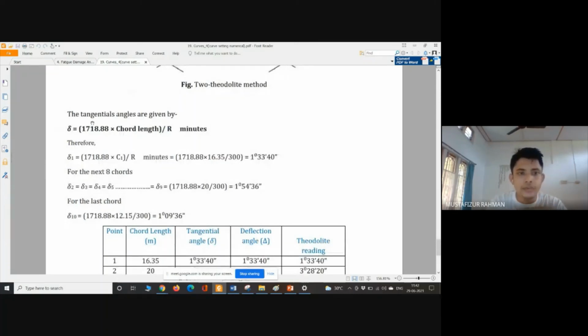Then we have the same formula for finding out tangential angle. Delta is 1719 into chord length divided by radius. The value will be in minutes. So we are finding for C1, 16.35 meter, what is the tangential angle? The next 8 values will be same because the chord length is 20 meter for all the cases. So we got the value, and the last one is again different, 12.15 meter. So last value is different.